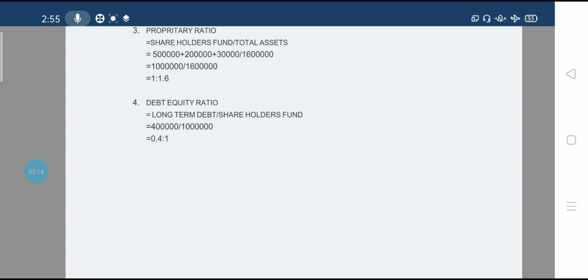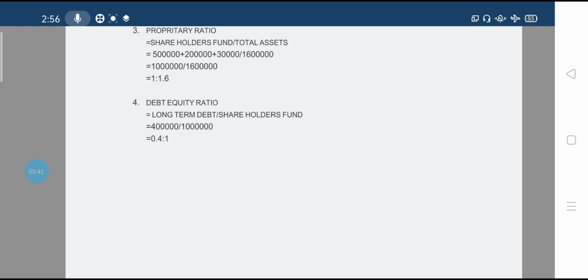So total shareholders fund is 10 lakh, divided by total assets of 16 lakh. So the answer will be 1 is to 1.6. The ratio is 1 is to 1.6, the proprietary ratio.